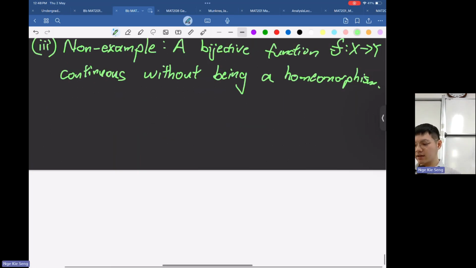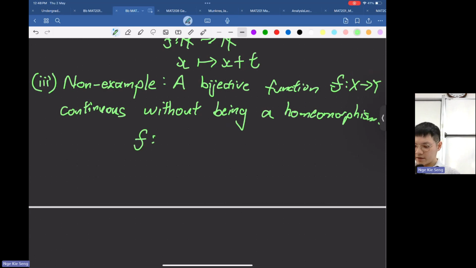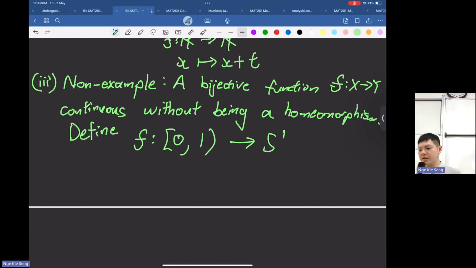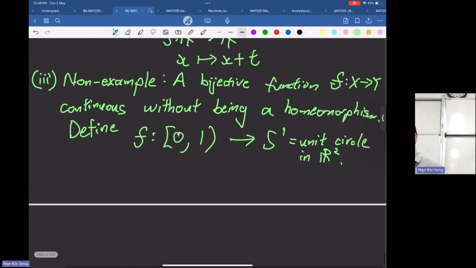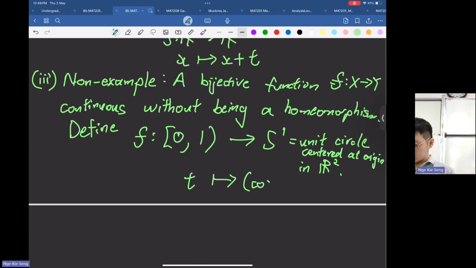One very nice and classic example is here. I can define an f from the half-open interval [0,1) to S^1. What is S^1 here? It is just the unit circle in R^2, centered at the origin, the points at distance 1 from the origin. The map simply sends t to (cos 2πt, sin 2πt).